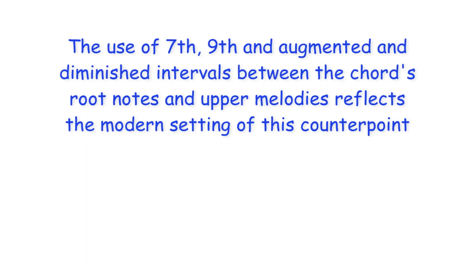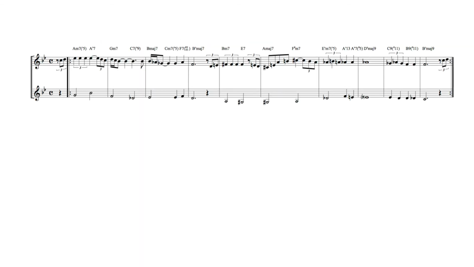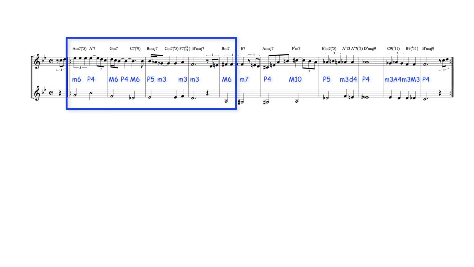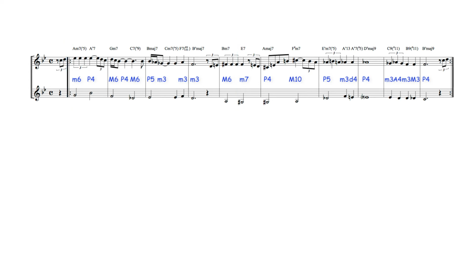The use of 7th, 9th, and augmented and diminished intervals between the chord's root notes and upper melodies reflects the modern setting of this counterpoint. Between the tune and countermelody, however, intervals more familiar to classical era counterpoint are used. For example, here Silver uses a series of mainly unbroken sixths and thirds.